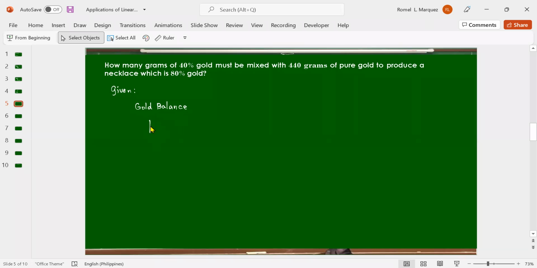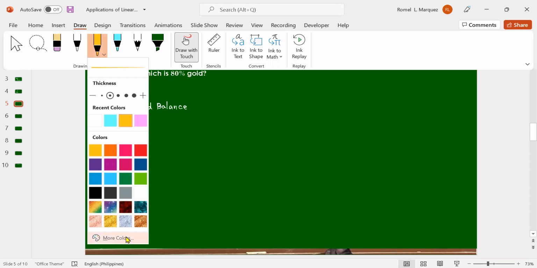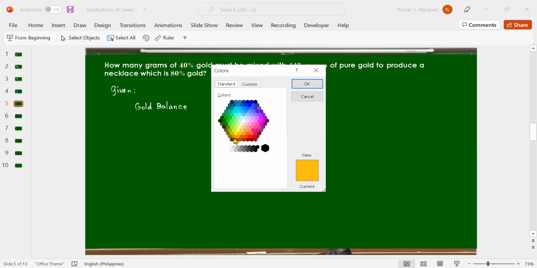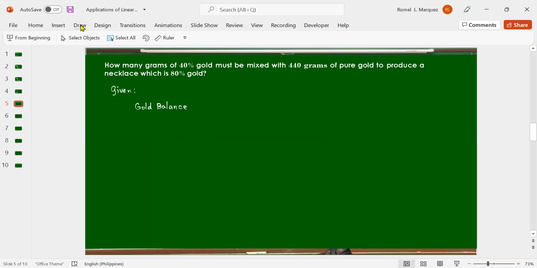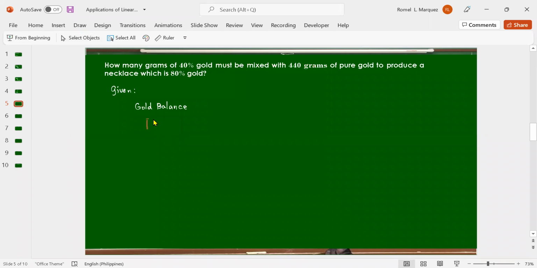So there is gold here, and this gold is what? Let's say, X. Is 440 grams. Okay, guys? But this gold is not pure. What is the color of gold? Let's look for gold, so it really looks like gold. Something like this. Okay. So this is our gold.